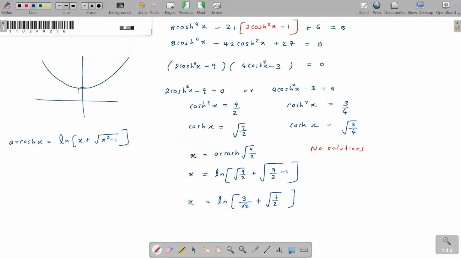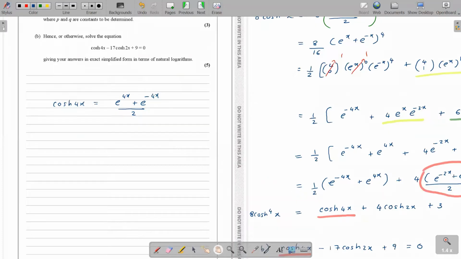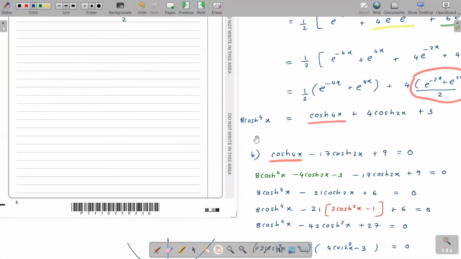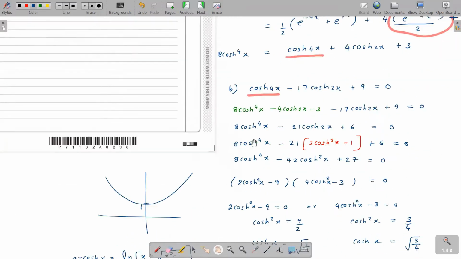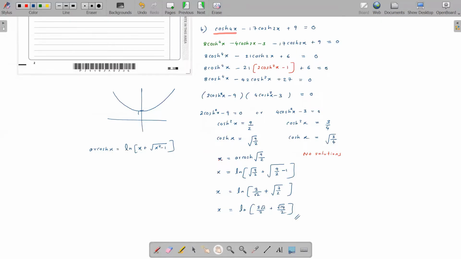So have they asked us to simplify? What format do they want? An answer in exact simplified form in terms of natural logarithms. Okay, so get the answer here. So then what do we get here? 3/√2 is a simplified rationalized form. Root 7/2 in the calc gives you root 14/2. Yeah, so this can be a final answer. Okay, is this okay?